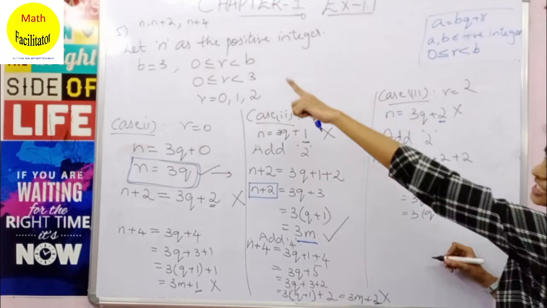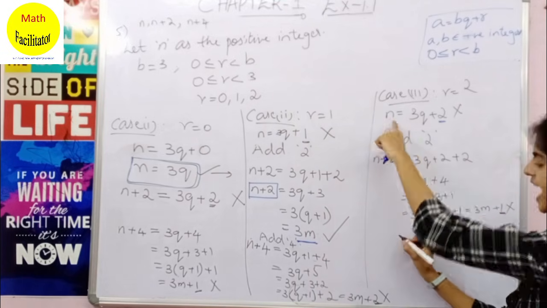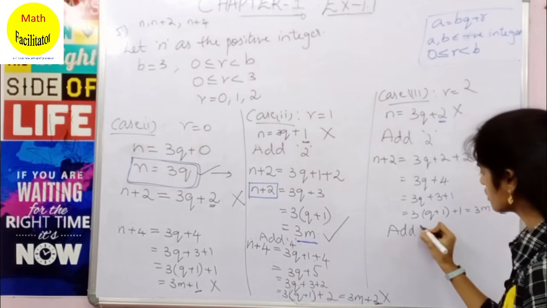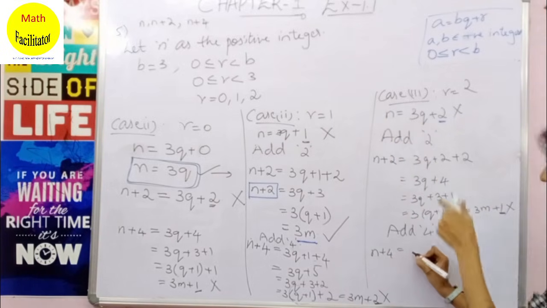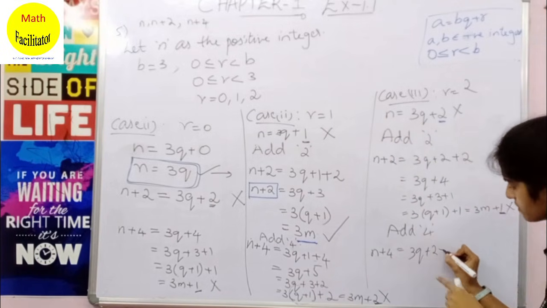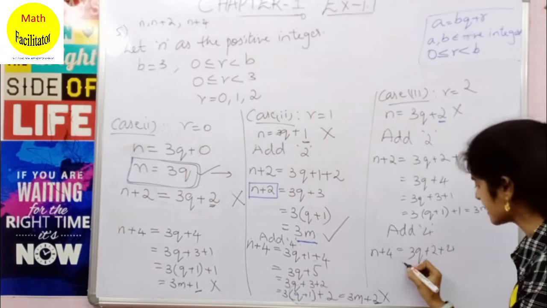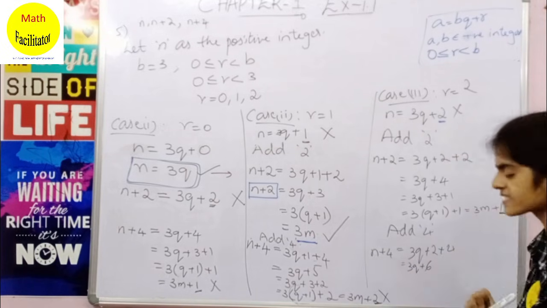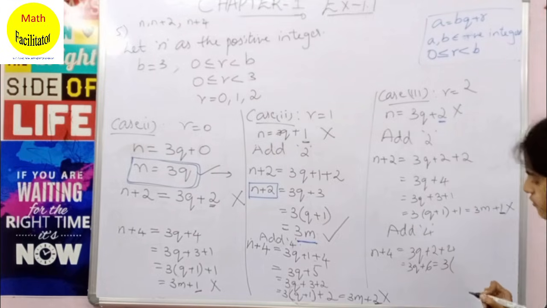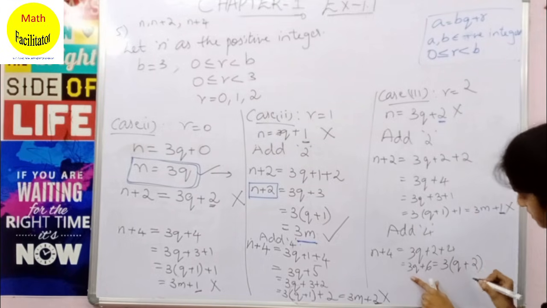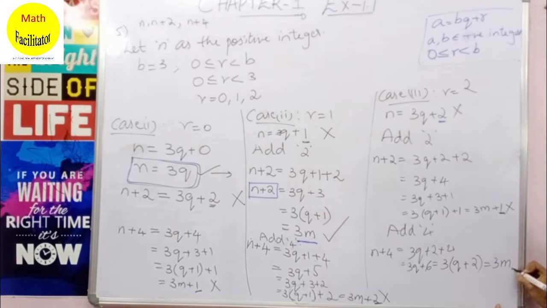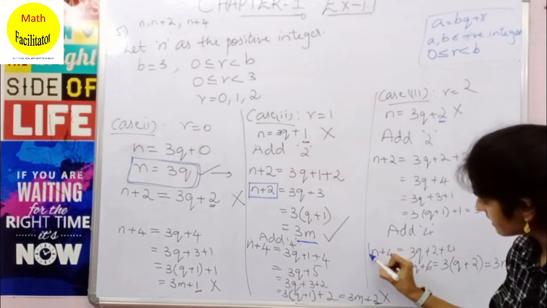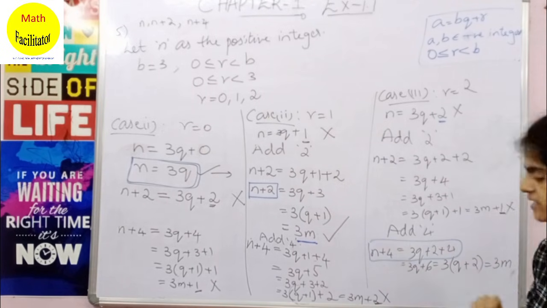Now let us check for n plus 4. That means here we shall add 4 on both the sides. So adding 4 on both the sides, what will you get? It is n plus 4 is equal to, here RHS is 3q plus 2 and you are adding 4. So this is nothing but 3q plus 6. Now taking 3 common from this, you will get q plus 2. This q plus 2, if I take it as m, now what is the remainder here? There is nothing, that means the remainder is 0, which means this n plus 4 is divisible by 3.